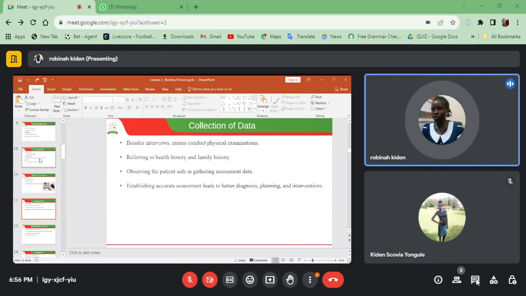Then observing the patient aids in gathering assessment data. So you observe around and see; the eyes of a nurse should always be sharp. There are other things that you will identify from the environment. There was a patient who was admitted with diabetes. So the junior doctors did not identify exactly what is wrong with this patient. But this patient was having water by his side, and all the time taking water.